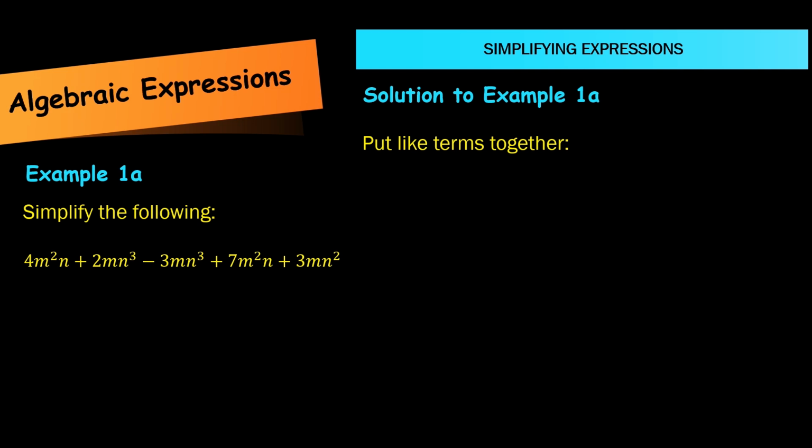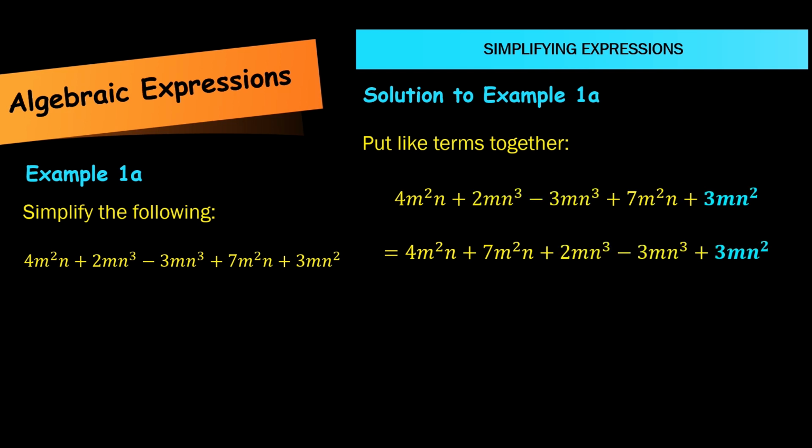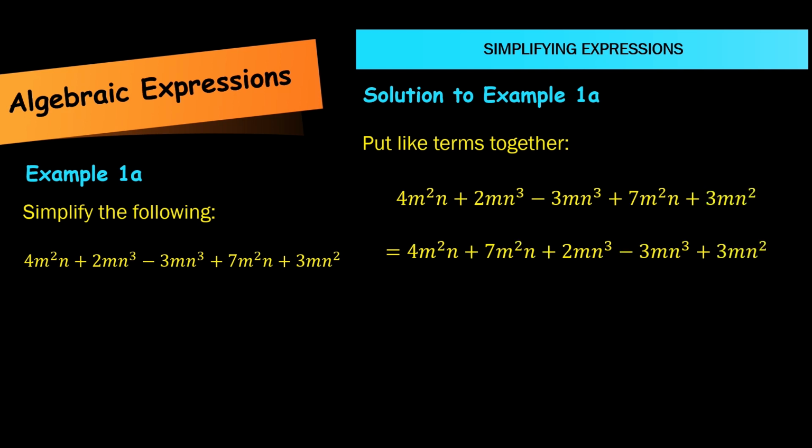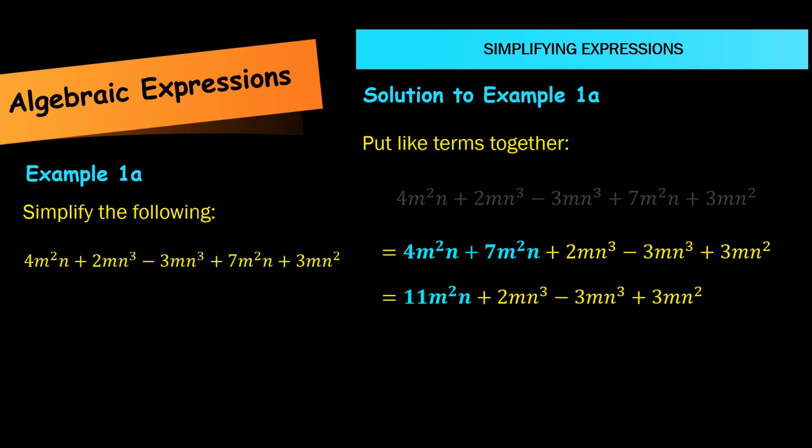First, put the like terms together. So the m squared n terms go together, the mn cubed terms go together, and similarly for the mn squared term. This makes it easier to add up the terms, as shown.